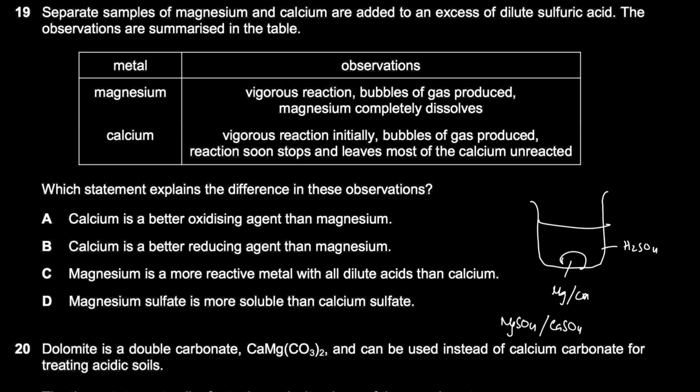Now in the case of calcium, the calcium sulfate forms a protective layer because calcium sulfate is relatively insoluble. When the calcium sulfate forms, because it's insoluble, it essentially deposits over the calcium metal, preventing the calcium from reacting. So the answer is D. Magnesium sulfate is more soluble than calcium sulfate. Because calcium sulfate is less soluble, it forms a protective layer around the metal, preventing the metal from reacting.